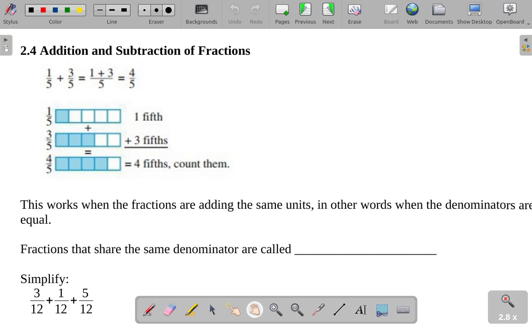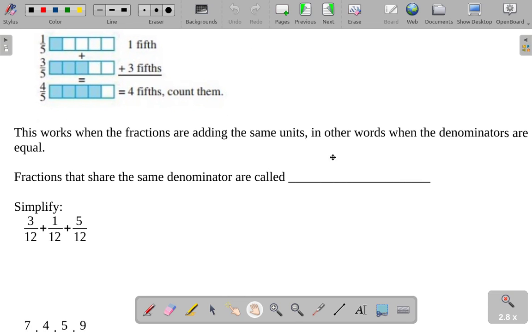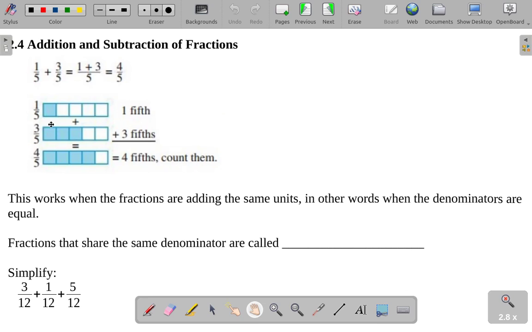In section 2.4, we're talking about addition and subtraction of fractions. Just like when we're comparing fractions, if we have the same denominator, then everything is really easy. If the denominators are the same, we can just add the numerators together. So if we have 1/5 and 3/5, that's just 4/5.